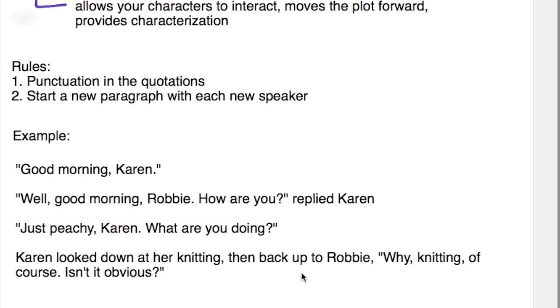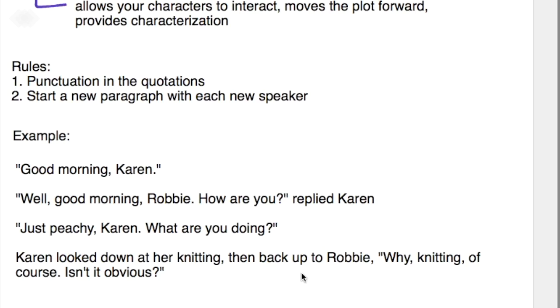Number 1, punctuation is inside the quotations. When I talk to students about this, they are in awe. They're like, really? I've always put it outside the quotations. And we'll go over that more specifically in a minute. But yes, you want to make sure that your punctuation is inside the quotation marks.